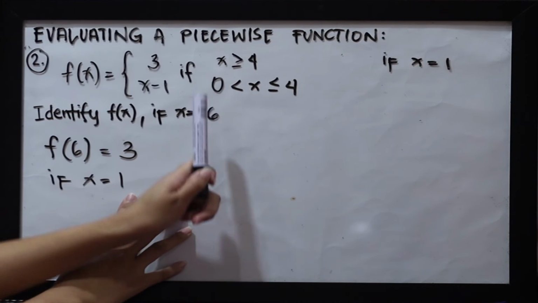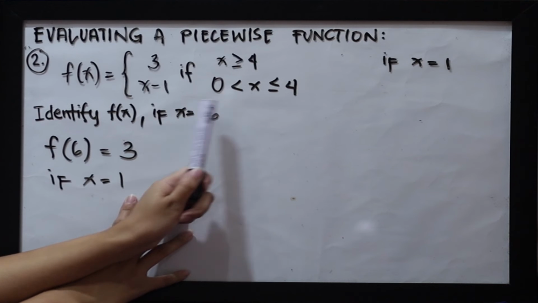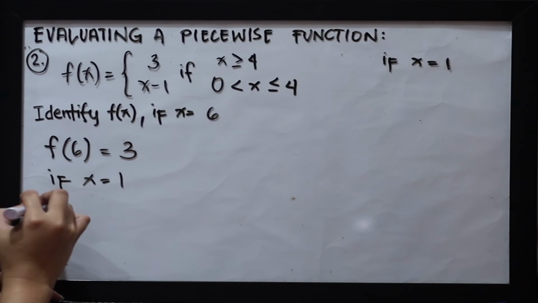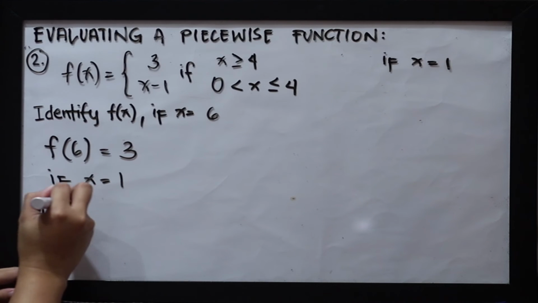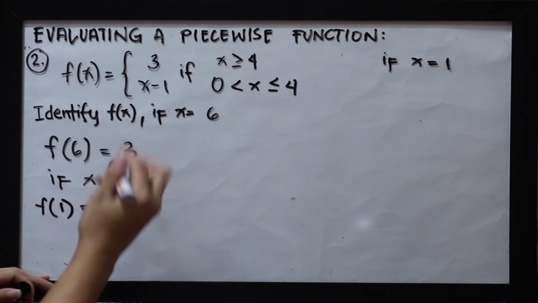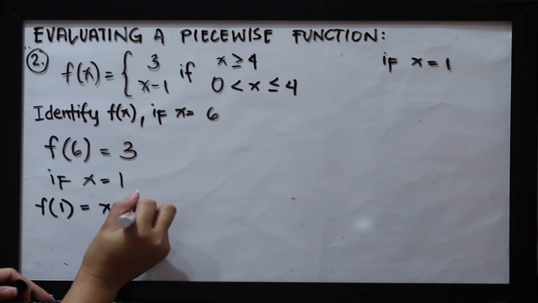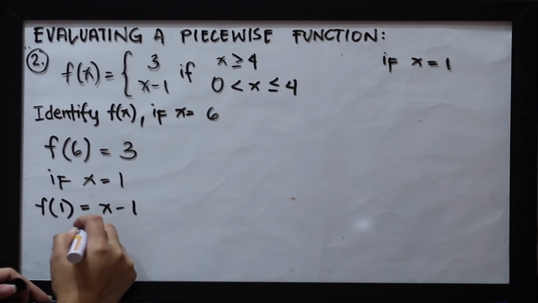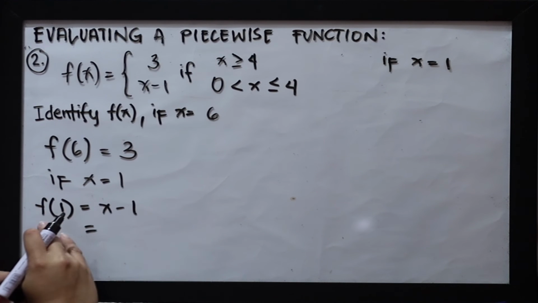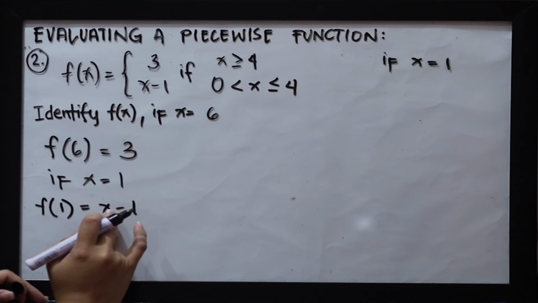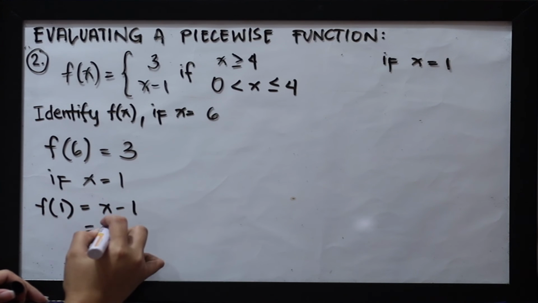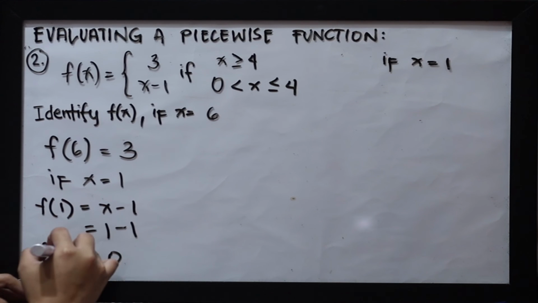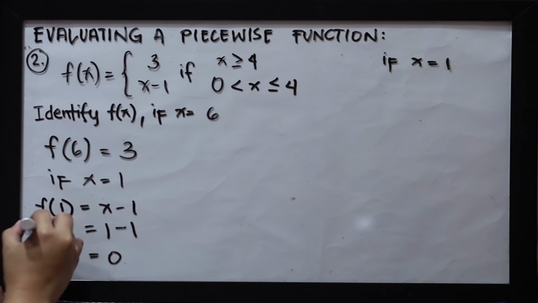So, ibig sabihin, dahil nasa second restriction siya, we have to use the second function, which is f of 1 is equal to x minus 1. Wherein, ito yung gagamitin nating function kasi nga dito siya restriction. Tapos, we solve for the value of f of 1 or yung y by substituting the value of x as 1. So, 1 minus 1 is 0. So, the value of f of 1 is 0.